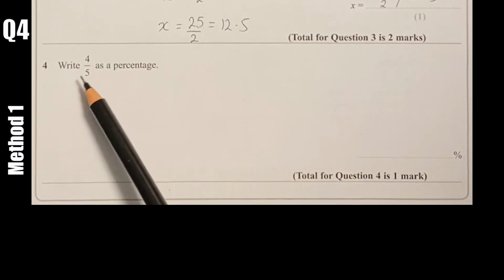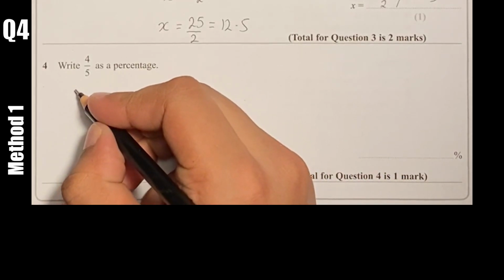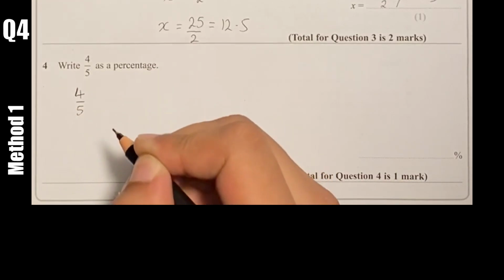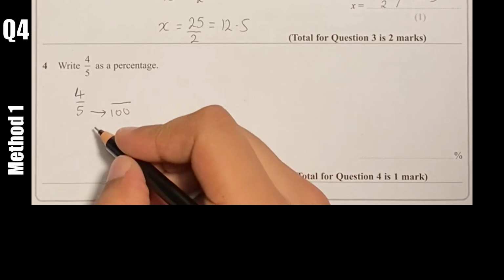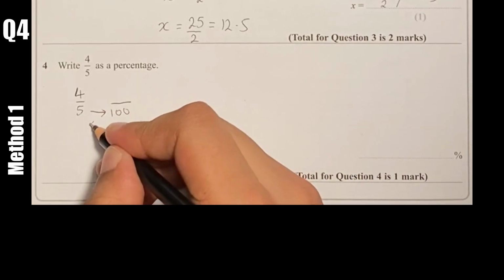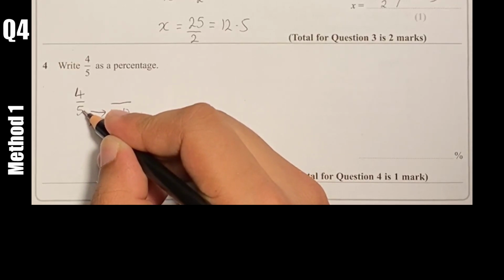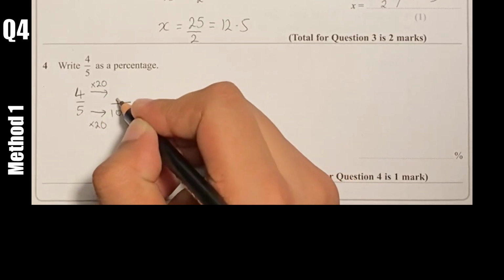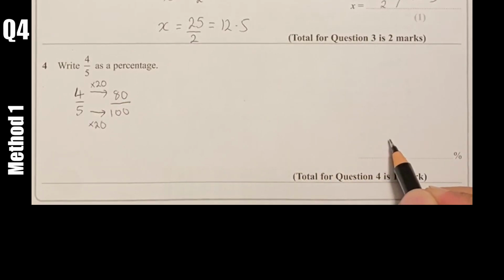Question number 4, write 4/5 as a percentage. The first thing I'd like to try and do is to take our fraction, 4/5, and convert the denominator into 100. In this case, that's quite simple to do because 5 times 20 will give us 100. And then whatever you do to the denominator, you have to do to the numerator. So 4 times 20, and that gives us 80. Once you've gotten it to this stage, your numerator is your percentage. So our answer is 80%.